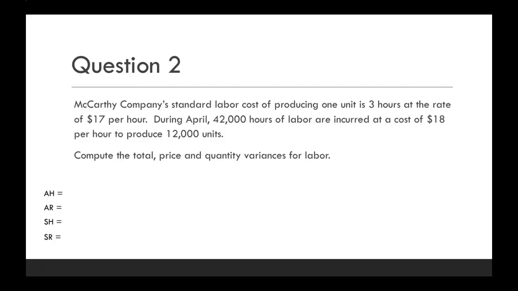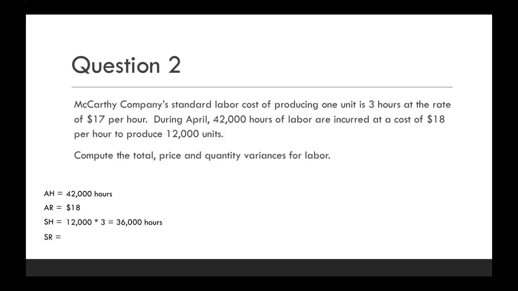So actual hours. How many hours did we actually incur in labor? 42,000. Right? During April, 42,000 hours of labor are incurred. So that's our actual hours. Actual rate, that's our $18 an hour.